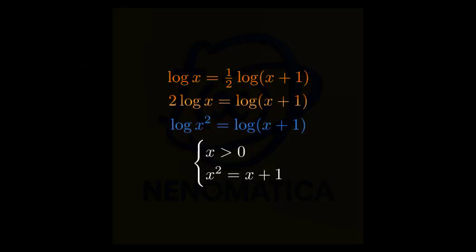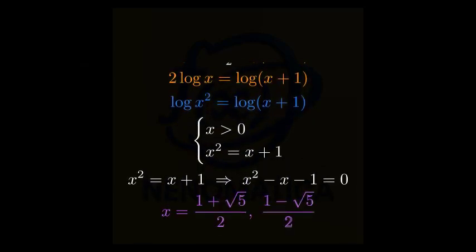This equality of logarithms is equivalent to the system x greater than 0 and x squared equals x plus 1. Rearrange to the standard quadratic x squared minus x minus 1 equals 0. Solve to get x equals (1 plus square root 5) over 2 and (1 minus square root 5) over 2.